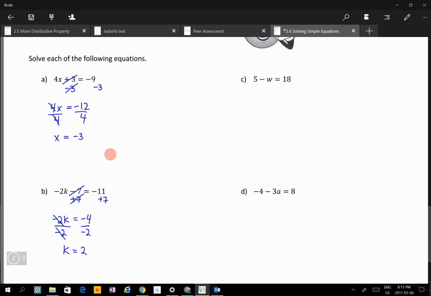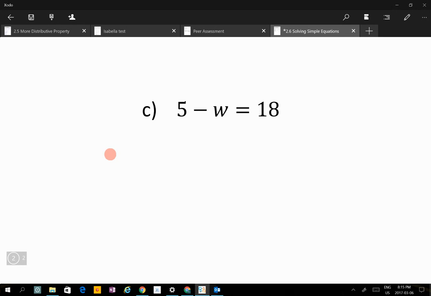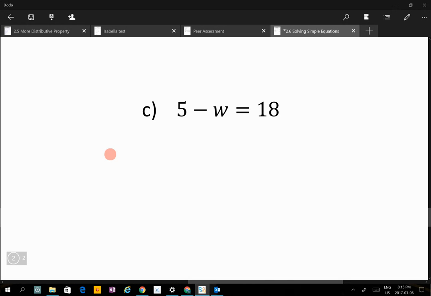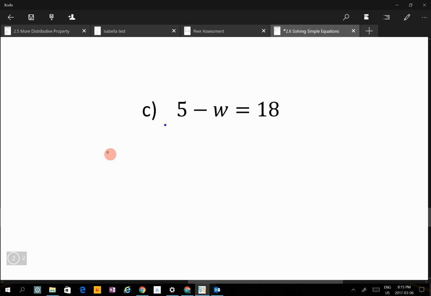So part C, 5 minus w equals 18. Remember, I want to isolate the w. A couple of steps to do here first. So addition and subtraction. So a couple of ways you can do this. I could choose to add w on both sides, but it would give me an extra step. What might be simpler to do is get rid of the number. So subtract 5. Whatever I do on the left, I do on the right. So subtract 5 here on the right as well.